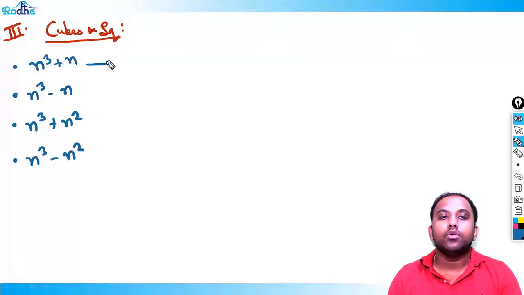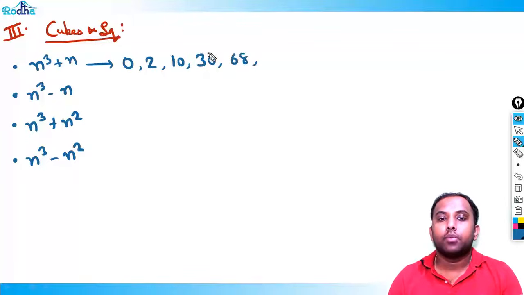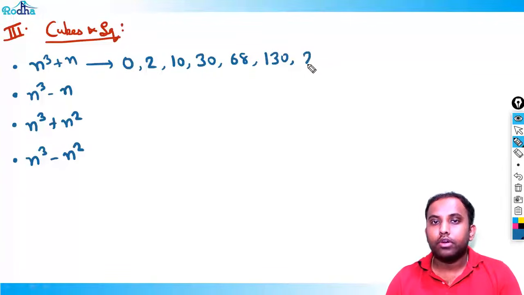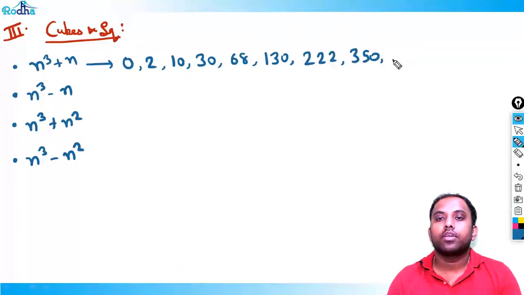If you put n as 0, you'll get 0. If you put n as 1, 1 cube plus 1 becomes 2. If you put n as 2, 2 cube plus 2 is 10. If n is 3, 3 cube plus 3 is 30. At n as 4, 4 cube plus 4 is 68. Then 5 cube plus 5 is 130, 6 cube plus 6 is 222, 7 cube plus 7 is 350, and it will go on.